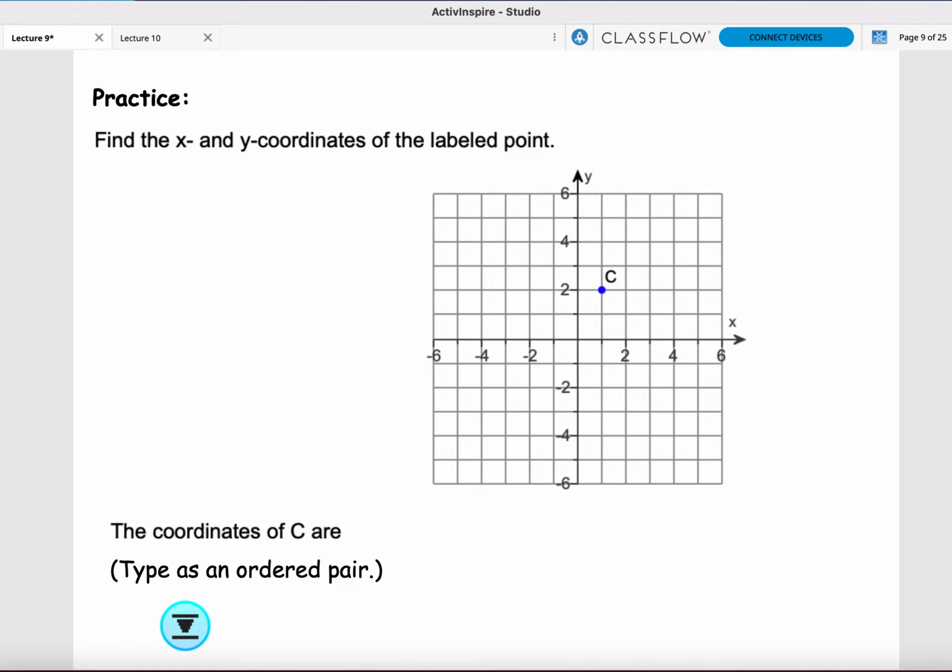Practice. Find the x and y coordinates of the labeled point. So here, C is right here. Pause it so you can give it a try. So we know x is to the right, right? So it's +1, and it goes up 2. So it'll be 1, 2, and we're done.